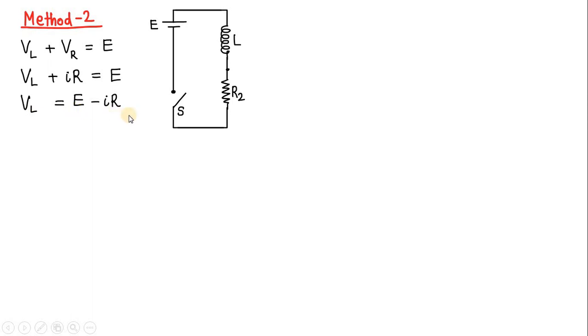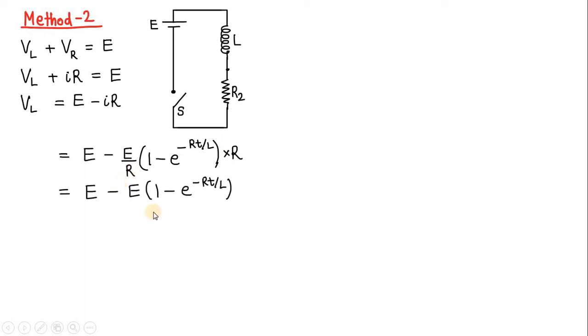VL is equal to E minus IR, and as we know, the current as a function of time t in any LR circuit is E upon R into 1 minus e power minus RT by L. We substitute in place of I, and into this R is written here. Now this R cancels, and we get E minus E into 1 minus e power minus RT by L. Now let us open this bracket. E minus E into 1 is E, and minus E into minus of this will become plus, EMF into e power minus RT by L. E cancels, and we get this expression.